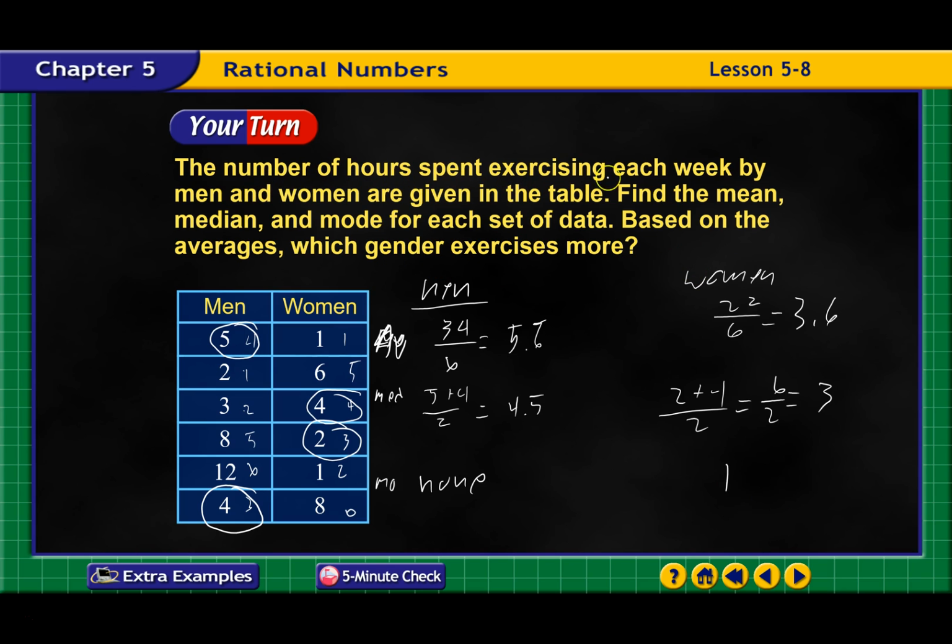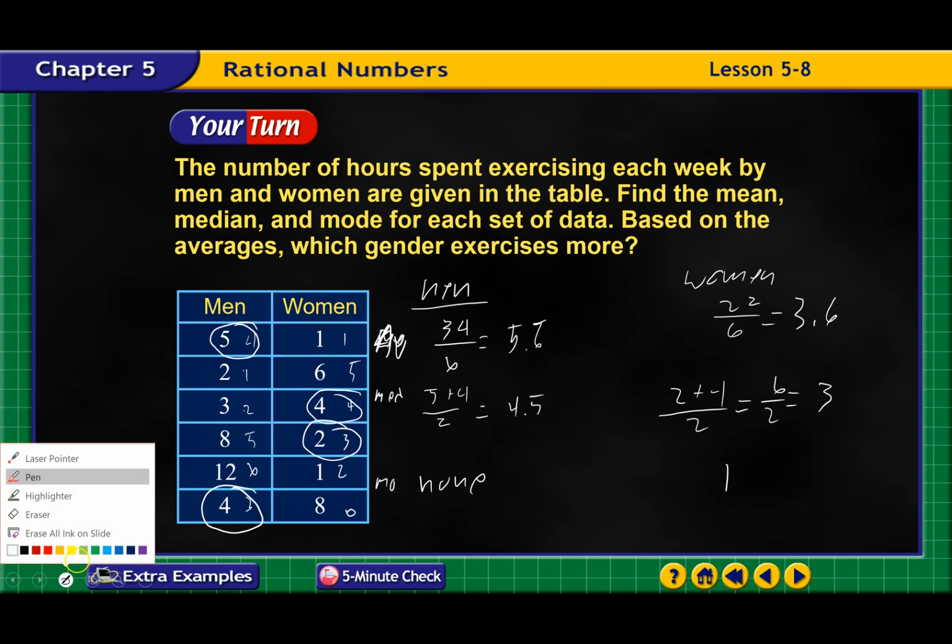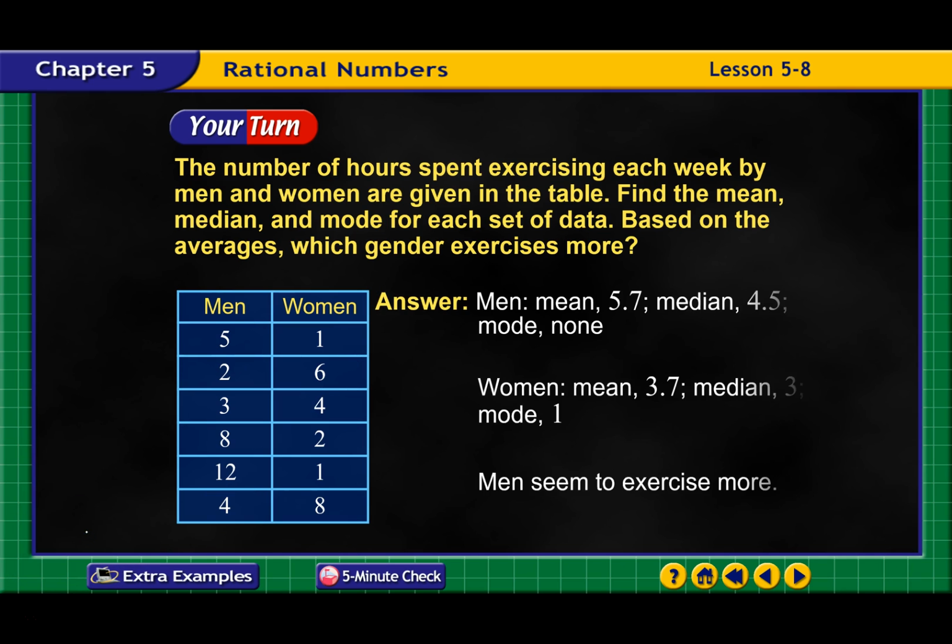So these are the number of hours spent exercising each week. Looks like the men average about 2 more hours per week, and the median's only 1.5, so it looks like the men exercise more. Let's see what the book says. Let's erase everything on the slide. So it seems men exercise more. They wanted it simple. I like it.